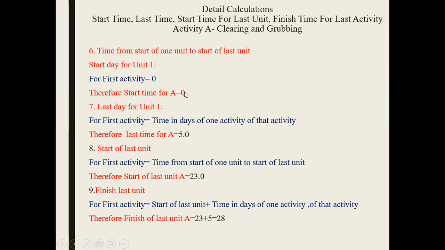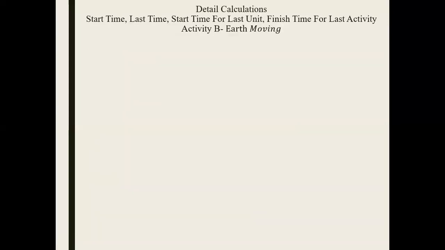In the activity, the start time is very simple, it's always 0. You have already calculated the one-unit activity time, that is 5. You already know the time between the first activity and the last activity is 23. We add these two values and get the finish time for the last unit. So calculating for activity A is very simple in nature with this method. Now, let's move on to the second activity.